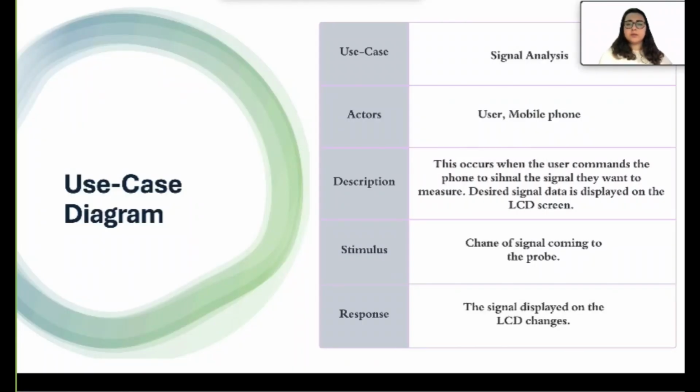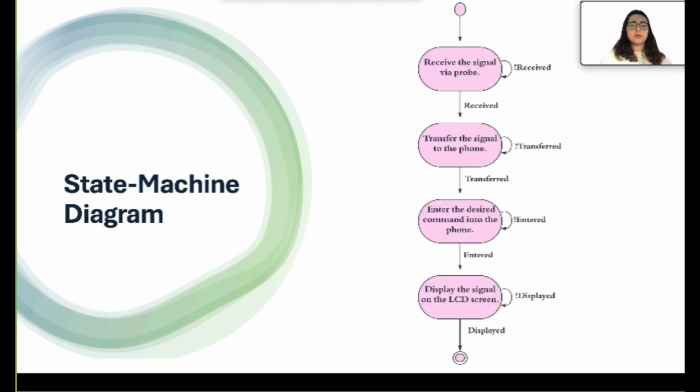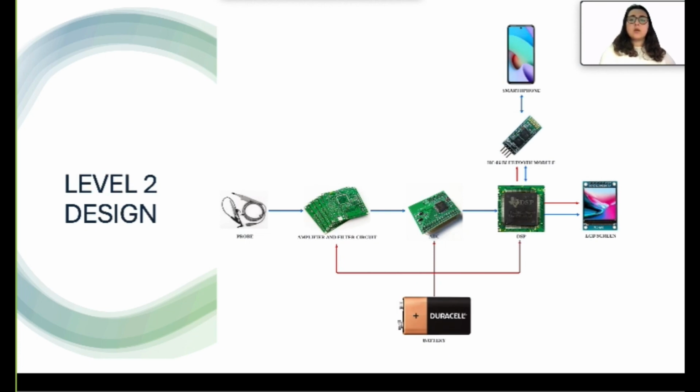Hello, I'm İrem, the team leader. We have created the use case diagram detailing how our signal analyzer processes signals until they are displayed on the LCD screen. The state machine diagram illustrates the signal analyzer behavior, the transitions between states from signal capture to displaying on a smartphone. Our level 2 design outlines key components: the probe captures signals sent to the amplifier and filter circuit, processed by DSP and transferred via Bluetooth to the smartphone for analysis. The LCD screen serves as a display, all powered by a battery.